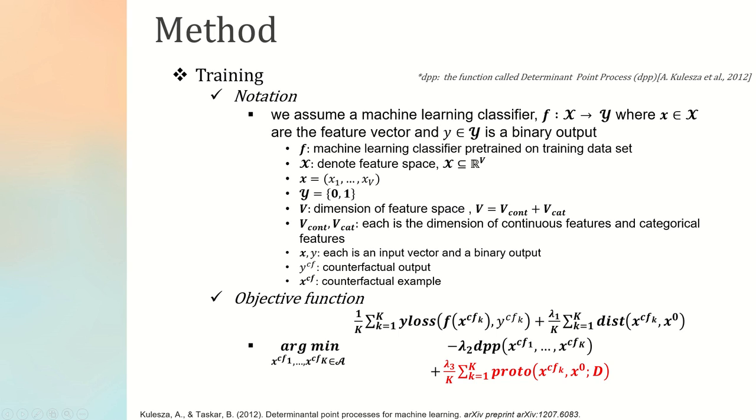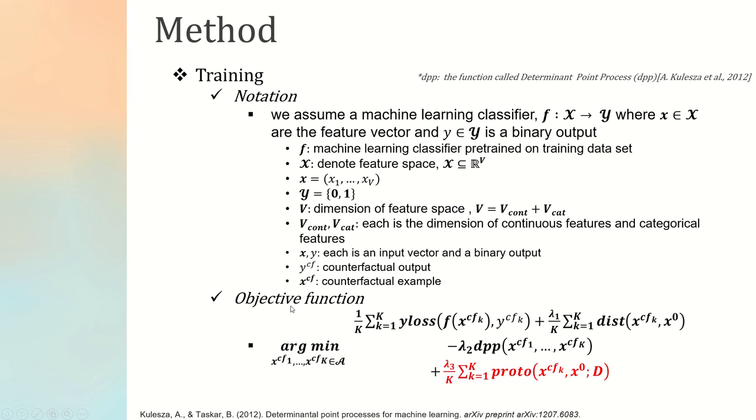These are the notations. F is the machine learning classifier pre-trained on the training data set, and V is the dimension of the feature space, which includes continuous features and categorical features. And YCF is the counterfactual output, and XCF is the counterfactual example.